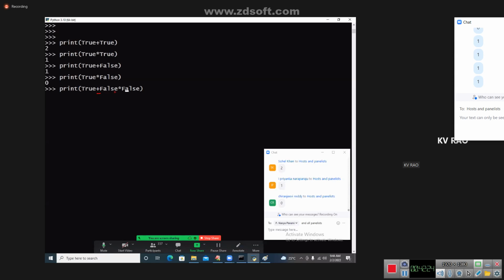So plus is there, star is there. Who will perform first? Star will be given first preference. BODMAS rule is there, na? Multiplication first, my dear student. This is a very frequently asked question. 0 into 0 is 0, plus 1. The answer is 1.